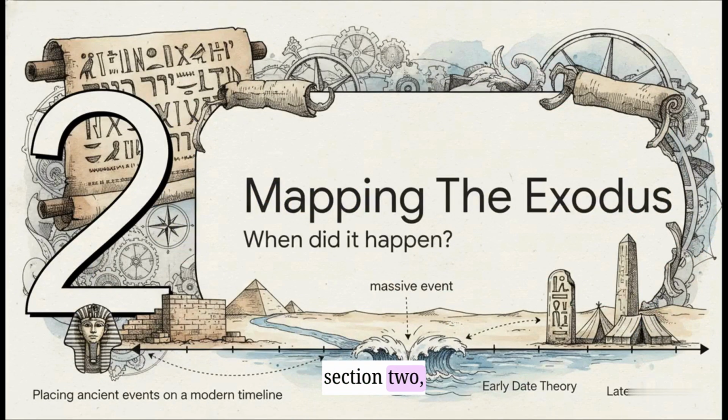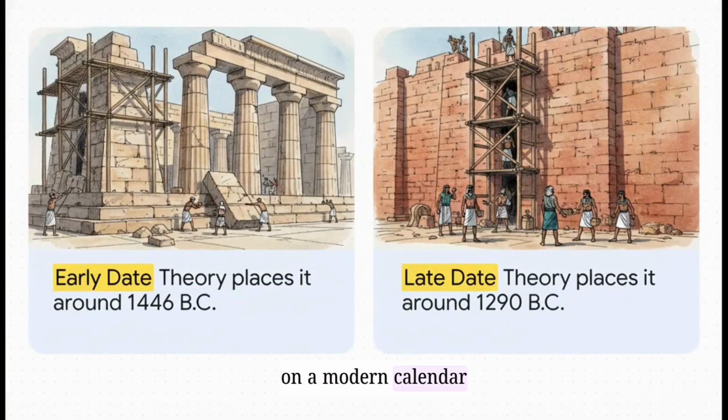Okay, Section 2, Mapping the Exodus. When exactly did this happen? Pinning down ancient events on a modern calendar is notoriously difficult, so we impartially look at the two primary theories scholars use. The first is the early date theory, which places the Exodus around 1446 to 1445 BC.